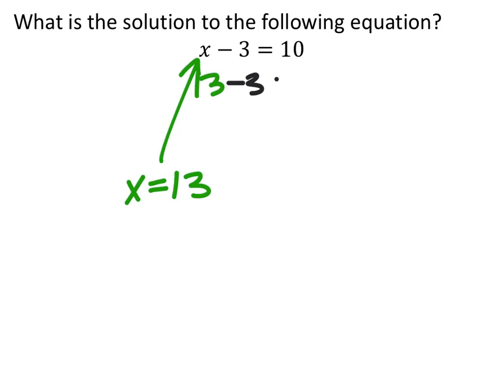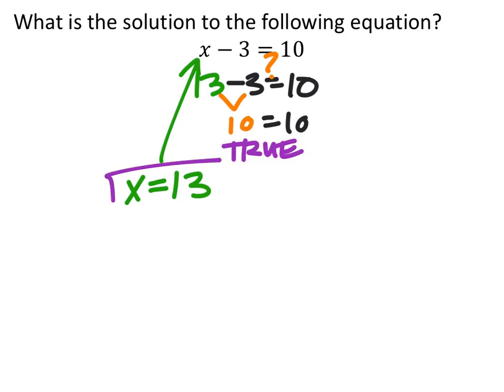13 minus 3. And, you know, right now we'd say, well, we're not really sure if it's true, but 13 minus 3 is 10, which does equal 10. That's true. So again, since we see this creates a true statement, then I would feel more comfortable boxing in my answer like this. So in this case, in this equation, x minus 3 equals 10, x equals 13 is the solution. It makes it a true statement.